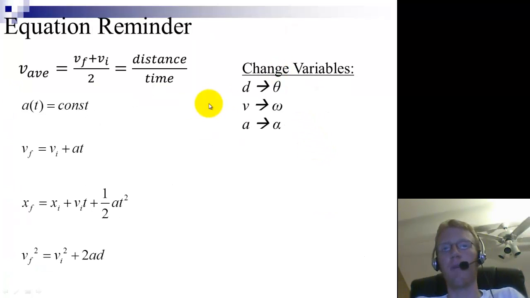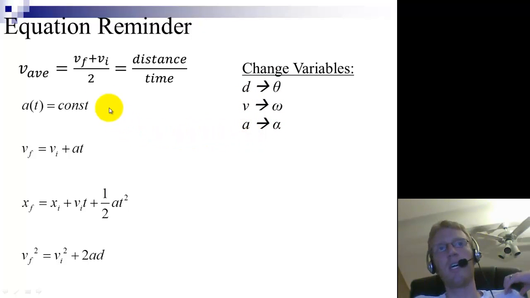So just as a reminder, so you don't have to pan back to chapter 3, if you wanted to recopy these down in this section of your notes, press pause, copy them down. You can either copy them down with the same variables we had before, or you can write new formulas by changing out d with theta, v with omega, and a with alpha.